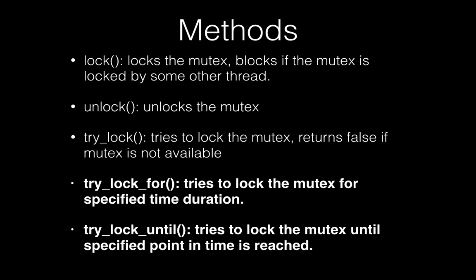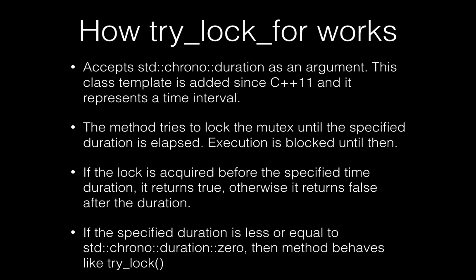But the other important methods are try lock for and try lock until. Try lock for tries to lock the mutex for a specified time duration, whereas try lock until tries to lock the mutex until a specified point in time is reached. So let's see the try lock for method in detail.